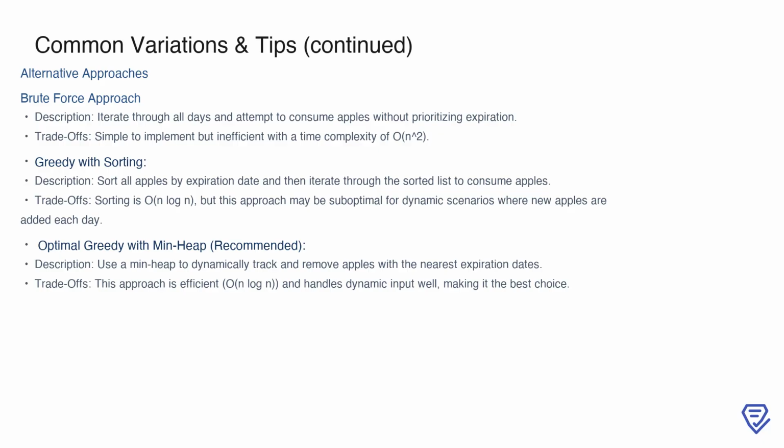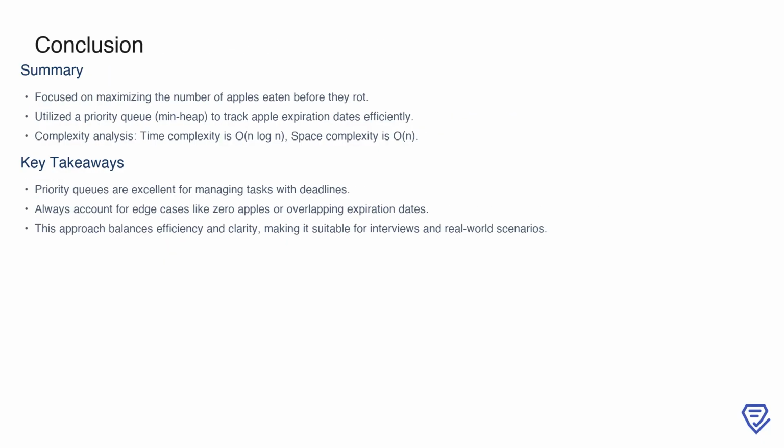The most efficient solution, and the one we recommend, is the optimal greedy approach using a min heap. This method dynamically tracks and removes apples with the nearest expiration dates, ensuring that you always consume the most perishable apples first. It offers a time complexity of n log n, and handles dynamic input effectively, making it the best choice for this problem. Great job making it to the end. To summarize, we used a priority queue to track apple expiration dates efficiently, ensuring we maximized the number of apples eaten before they spoiled. Remember the importance of edge cases and the versatility of heaps for deadline-based problems.